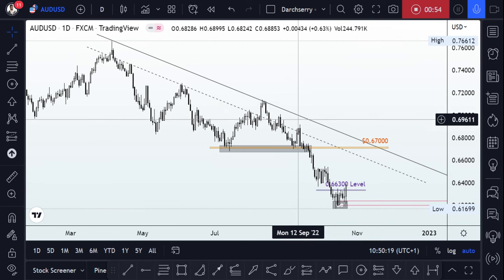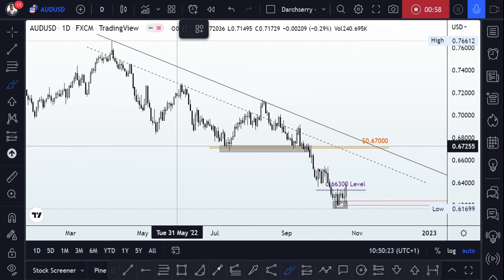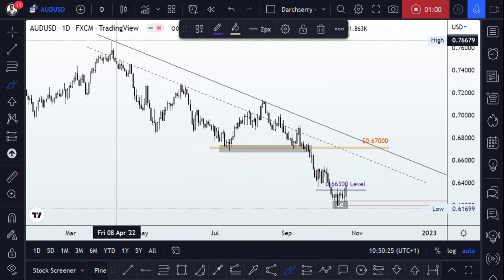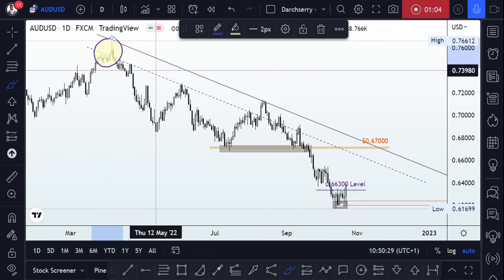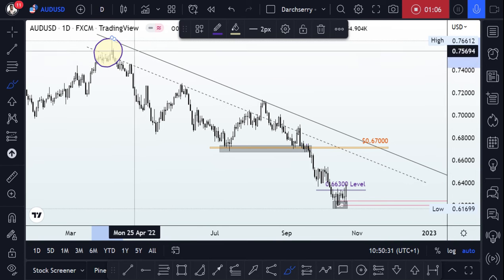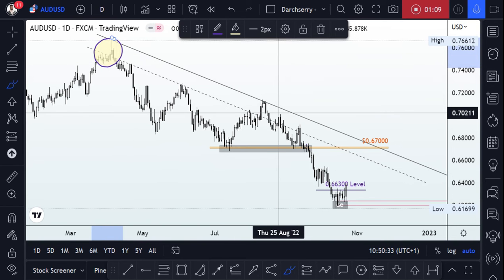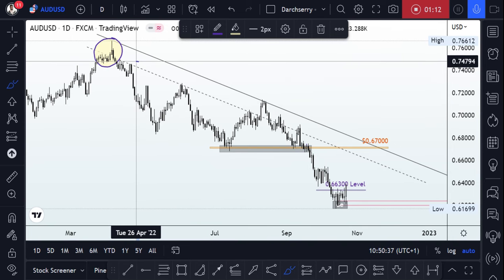As a result of this, I was able to connect a series of lower highs to give us this bearish trend line. In fact, I was able to identify two bearish trend lines. We have the major one and we have the temporary one. The major one is the thick one you can see on your screen, and the temporary one is the dotted line.